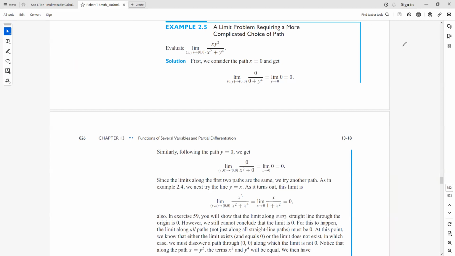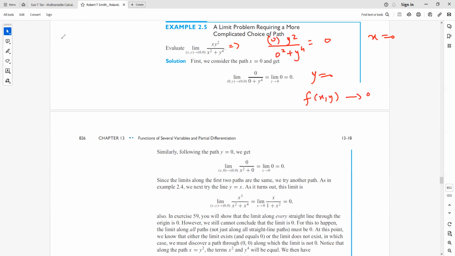Now we know that the point (0, 0) is the origin. Again, we can approach from different paths, right? If we approach from x equals 0, we are going to get 0. If we plug 0 here, 0 times y squared over 0 squared plus y power 4, we are going to get 0. Again, if we approach from y equals 0, we are going to get 0. So the function will approach 0.